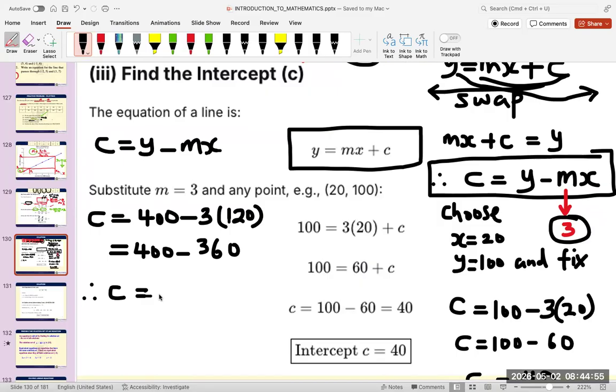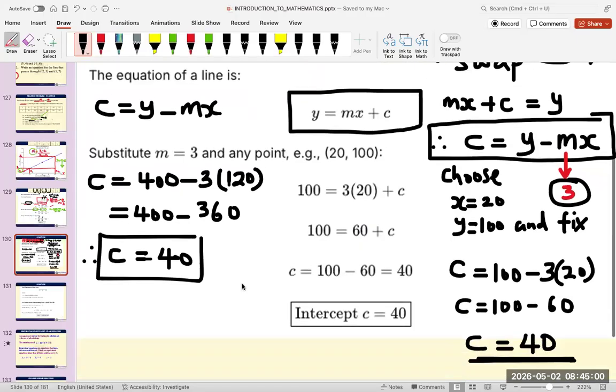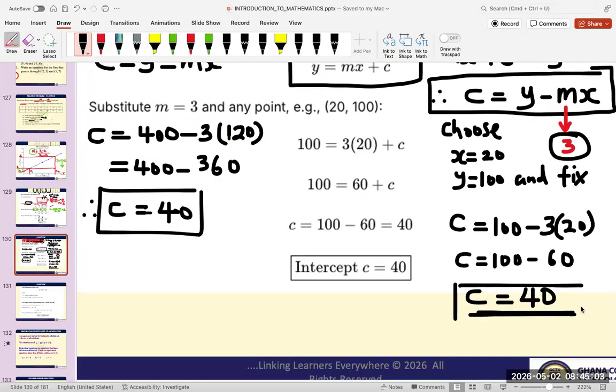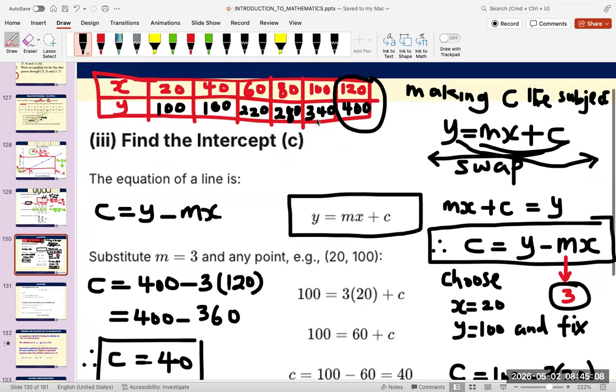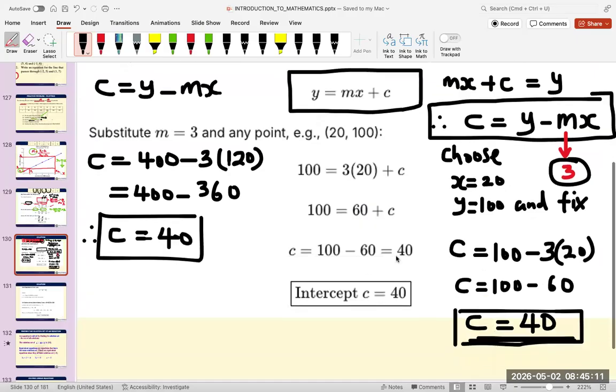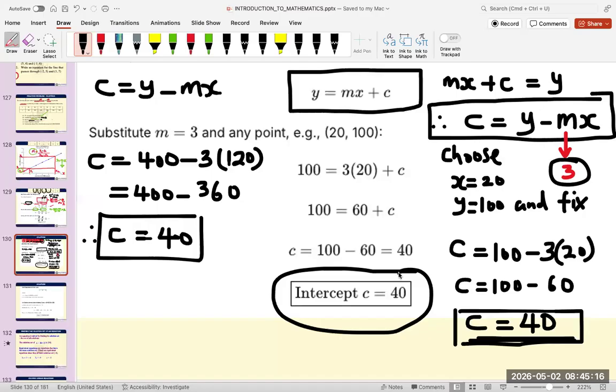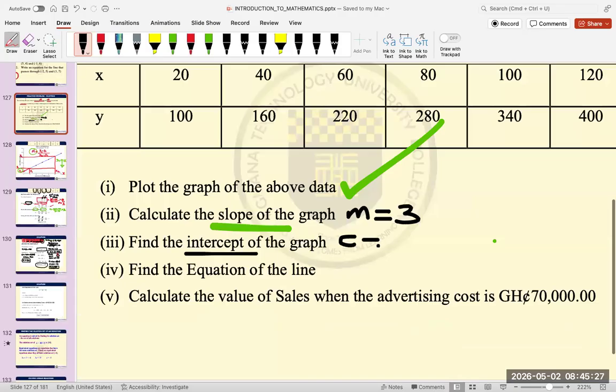Therefore, C is equal to 40. So you see that we have the same answer. C is equal to 40. So no matter the point you choose, you still get the intercept as C is equal to 40. And that is how to find the intercept. So at the end of the day, we have C to be 40.